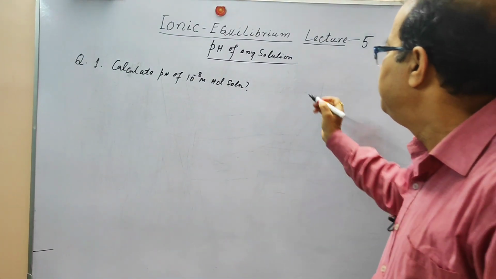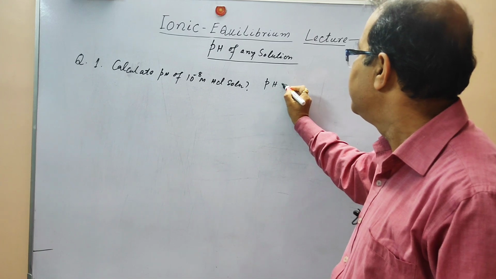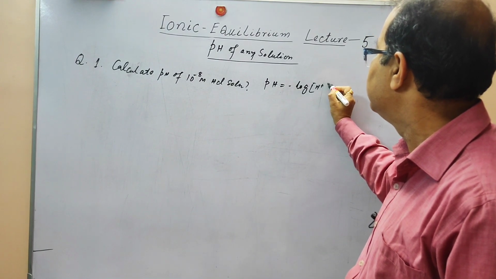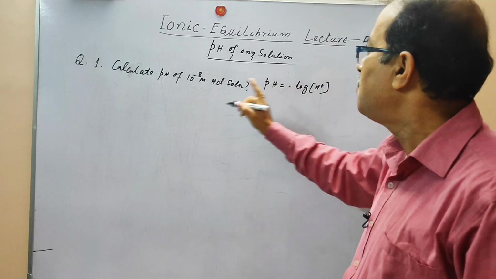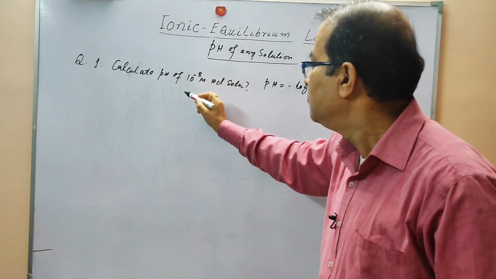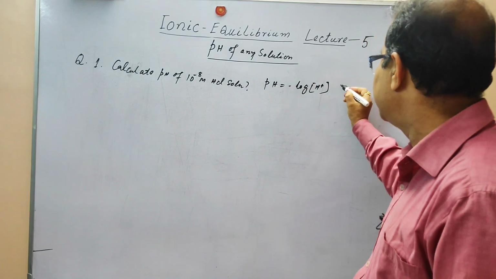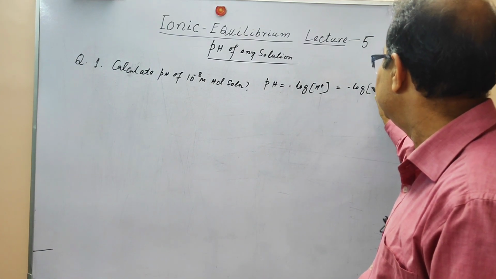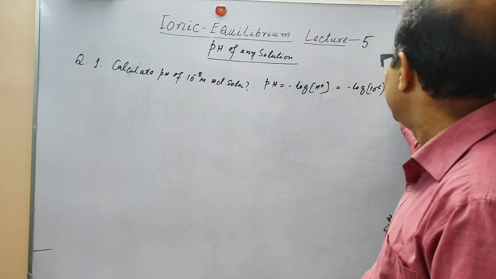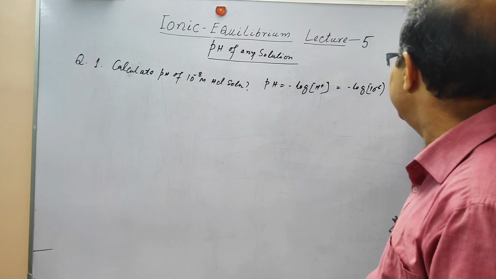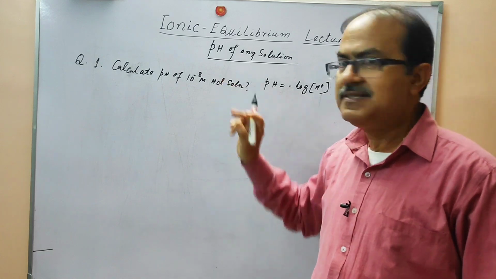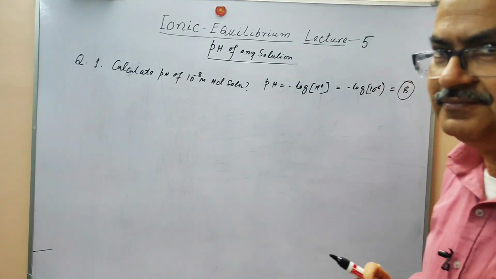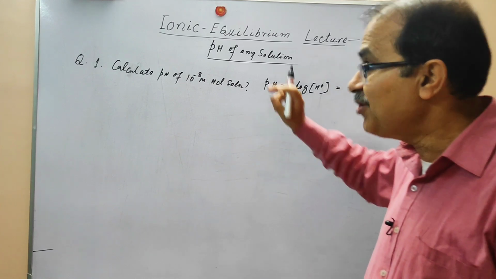So we know pH is basically the minus log of H plus ion concentration. So what is the H plus? 10 to the power minus 8 moles, and the minus log of this gives pH is 8. But as it is an acid solution, this is not possible. So what will be the pH of this solution?